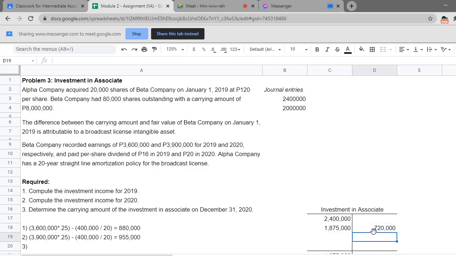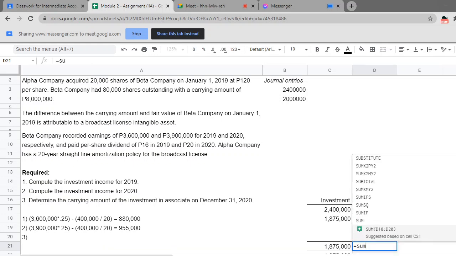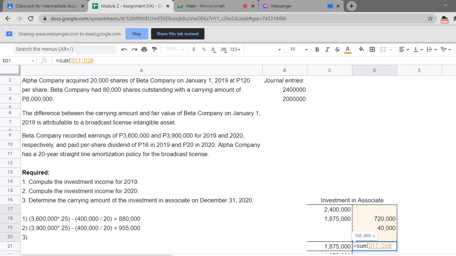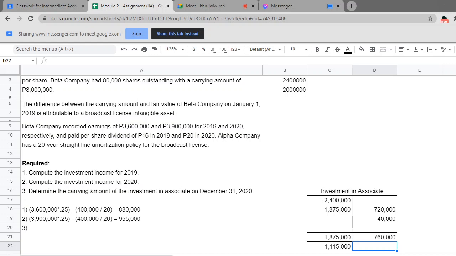What else? Excess of cost. Tama ba? Of cost over fair value. For 2 years, that was 400,000 divided by 20 times 2 years. So we have 40,000. Okay. Asa naman tani? Okay. So, our carrying amount is 1,115,000. Bakit di lagi may pariha? Wait lang ha.